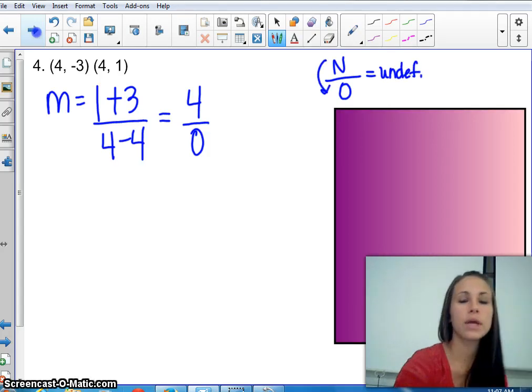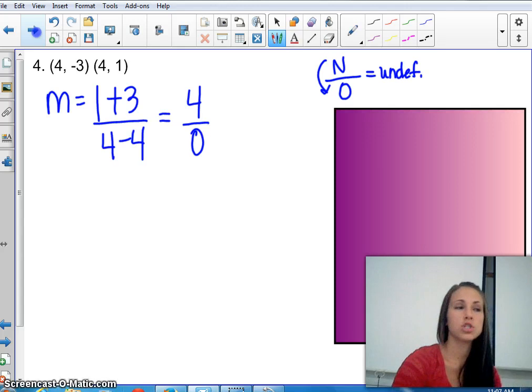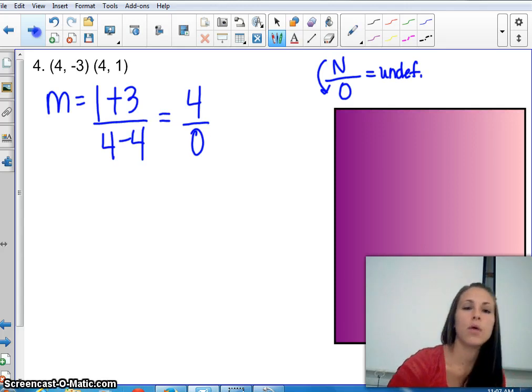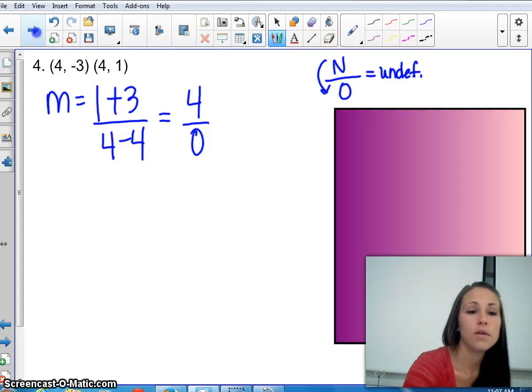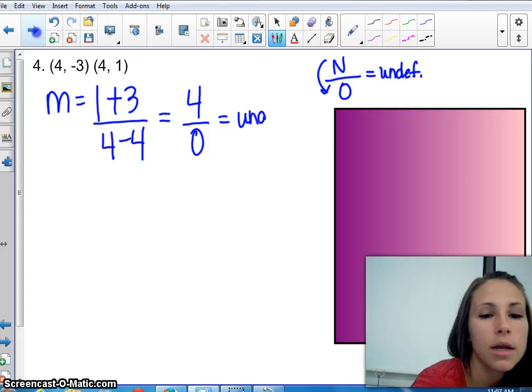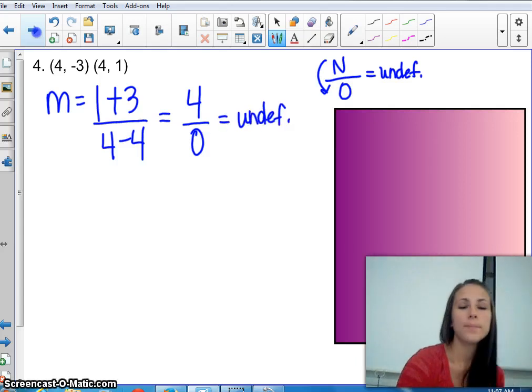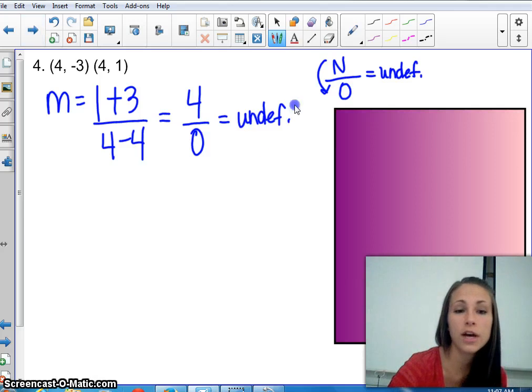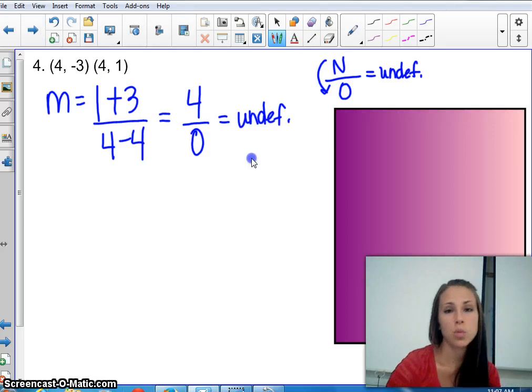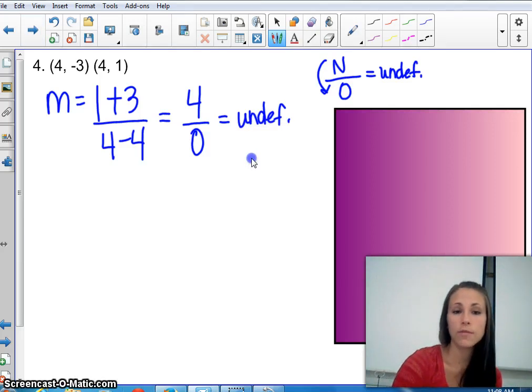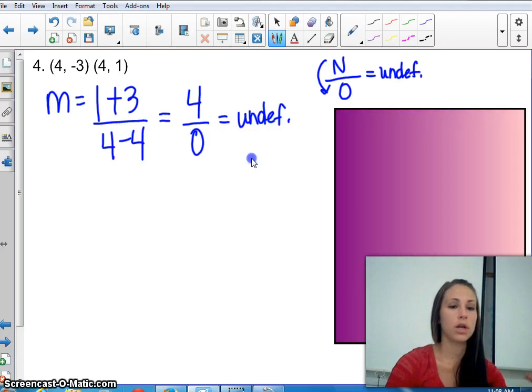so no. Can't have 0 in the bottom, that won't work. So 0 over k is okay, n over 0 is no, and that won't work. So if you get this, this is an undefined slope. Now, it doesn't make sense to plug in an undefined slope to the y minus y1 formula. So what we're going to do, if we ever get an undefined slope, that means instead of having a horizontal line, we're going to have a vertical line.